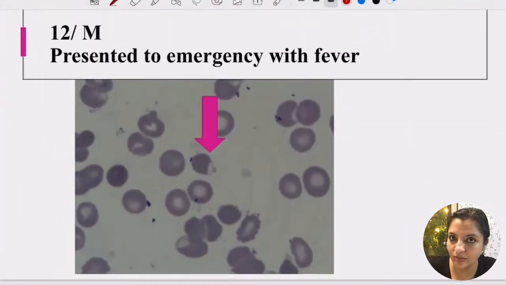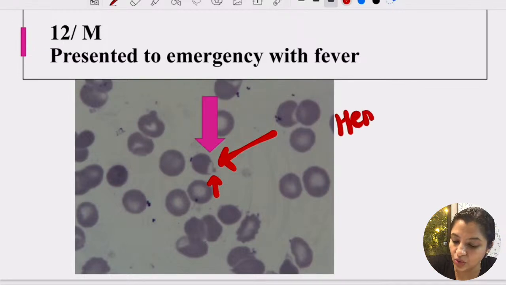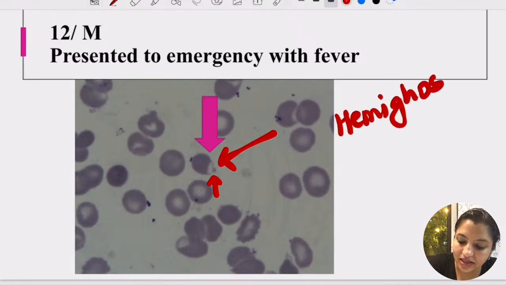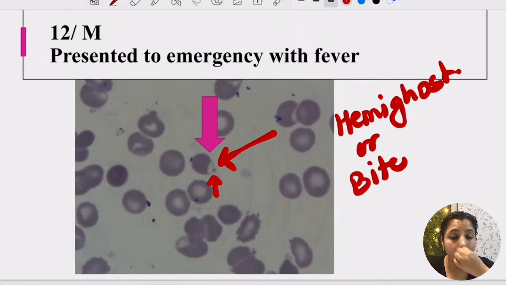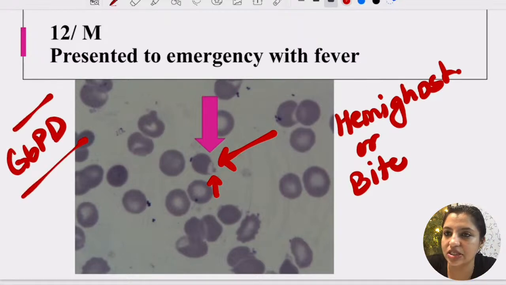This is a 12-year-old male presenting in the emergency with fever, and this is what is seen in the peripheral smear. This peripheral smear is very typical, because these are like blisters. Half of the cell is vacant. The hemoglobin has moved to the other end, so one half of the cell remains vacant. Such cells are called hemighost cells, blister cells or bite cells. All these cells are very typical of G6PD deficiency.